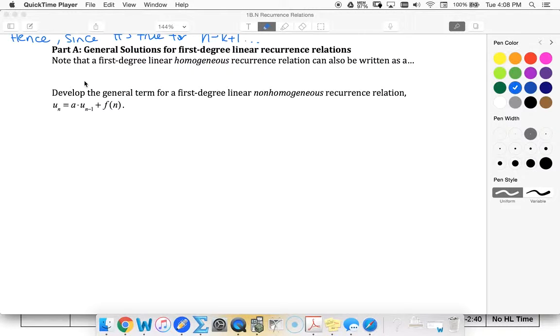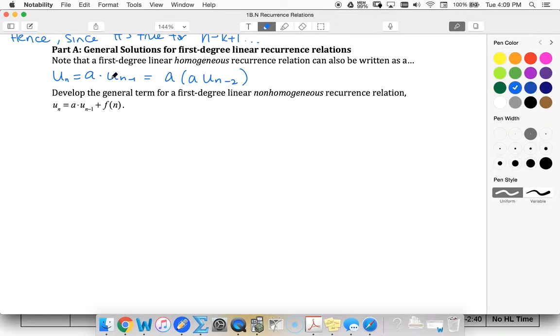All right, so in this set of notes, we're going to start looking at our different types of recurrence relations and seeing if we can find patterns for their general rules. So the first one, if we think about a first degree linear homogeneous recurrence relation, that means that our relation is going to take the form u sub n equals a times u sub n minus 1. Well, if we think about that, that's the same as a squared times u sub n minus 2, because u sub n minus 1 is going to be a times u sub n minus 2, and so on. This is just a geometric sequence.